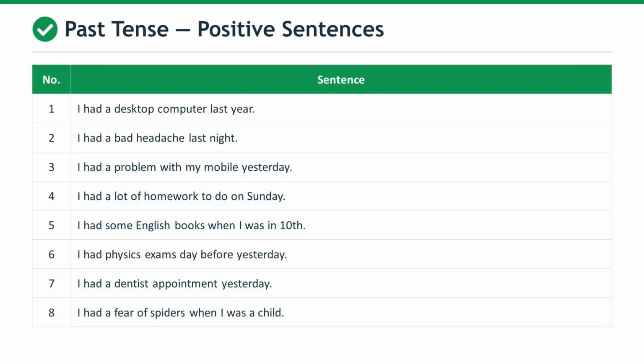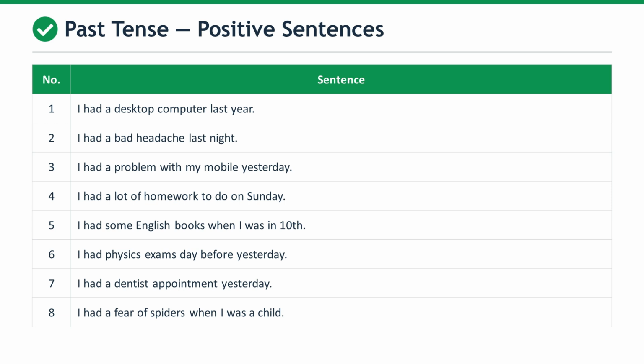Here are the positive sentences in the past tense. Number 1. I had a desktop computer last year. This tells us about something I possessed in the past. Number 2. I had a bad headache last night. Number 3. I had a problem with my mobile yesterday. Number 4. I had a lot of homework to do on Sunday. Number 5. I had some English books when I was in 10th. Here, when I was in 10th, tells us about a specific time in the past.